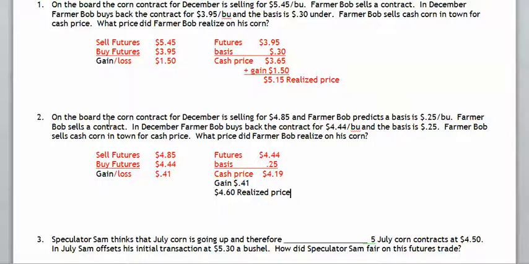So if we look at our initial move, again, our initial transaction was we sold for 485. At that same time, basis was 25 cents under. So 485 minus 25 cents is 460.